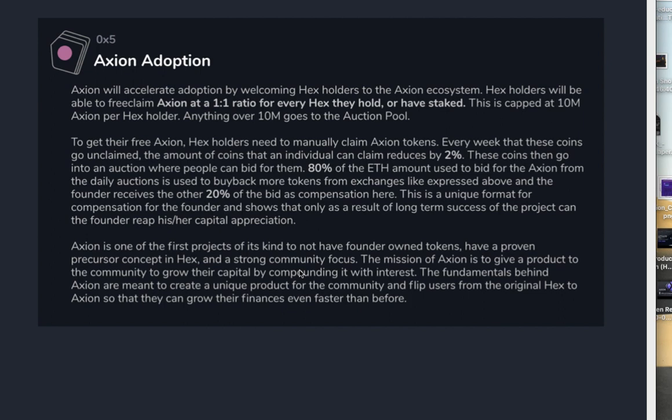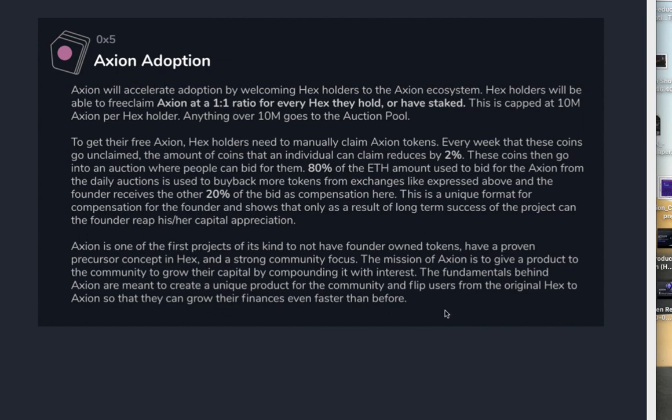To get their free Axion, Hex holders need to manually claim Axion tokens. Every week these coins go unclaimed, the amount of coins that an individual can claim reduces by 2%, so that's really good to know. These coins then go into an auction where people can bid on them. 80% of the Ethereum amount used to bid for the Axion from the daily auction is used to buy back more tokens from the exchange, as expressed above, and the founder receives the other 20% of the bid as compensation. This is a unique format for compensation for the founder and shows that only as a result of long-term success of the project can the founder reap his or her capital appreciation.